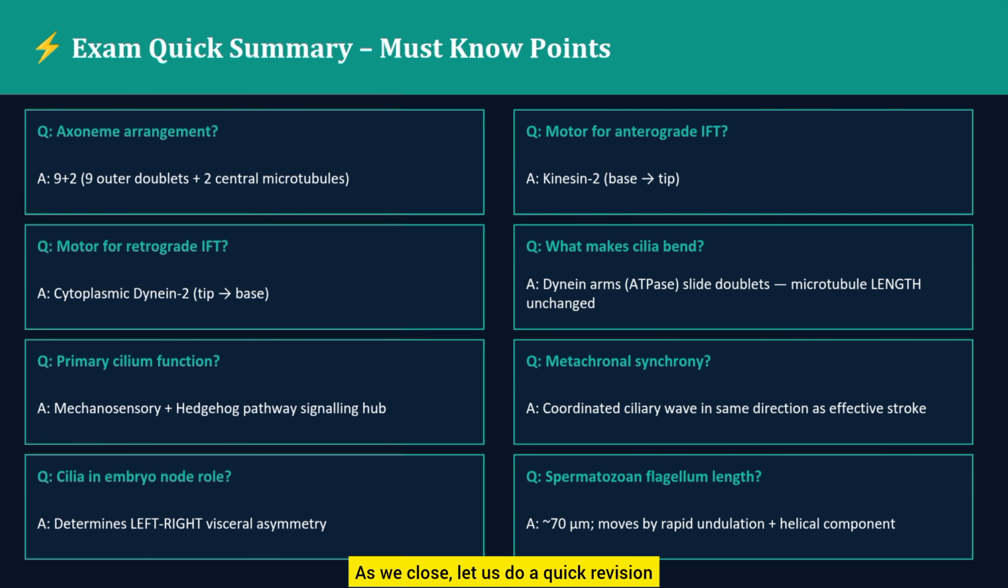As we close, let us do a quick revision. These 8 questions can come directly in an exam or interview. Make sure you know all of them. Question 1. What is the arrangement of the axoneme? 9 plus 2. That is 9 outer microtubule doublets and 2 central microtubules.